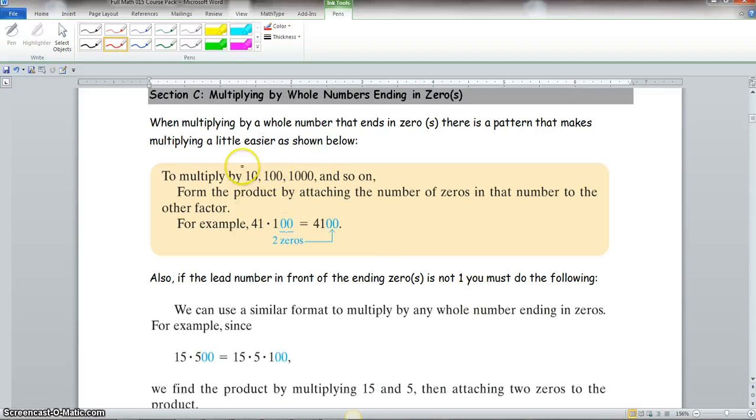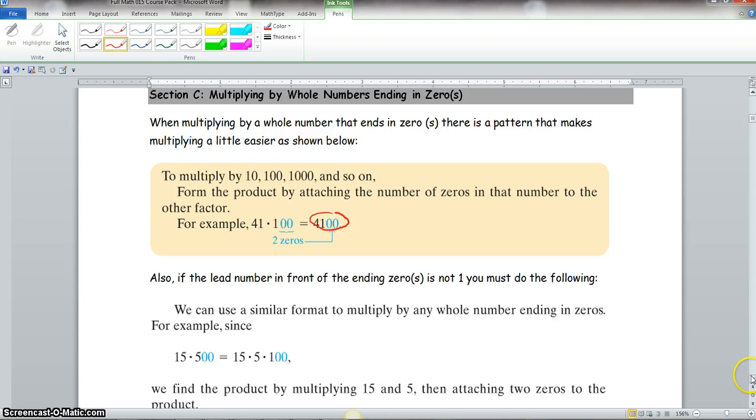Now we go here to section C. Multiplying by whole numbers ending in 0. When multiplying by a whole number that ends in 0, there is a pattern that makes multiplying a little easier, as shown below. Basically what this is saying is that when you multiply this number times 100, you take these two zeros, and that would be the end of your number, and you would take 41 times 1, which gives you 41. So this would end up being 4,100 total.